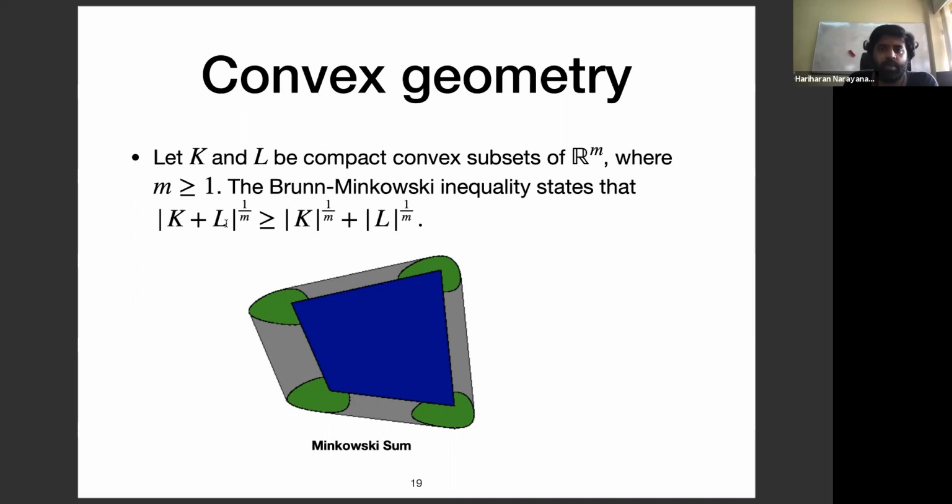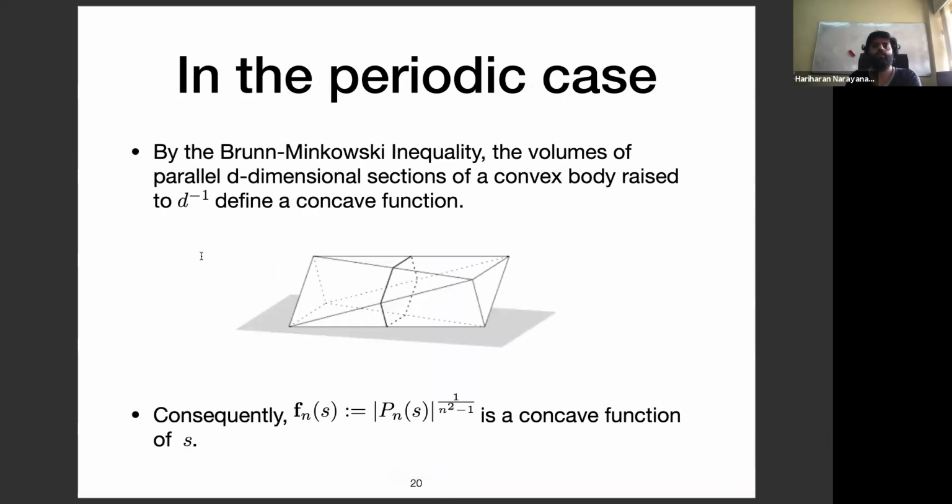And the Brunn-Minkowski inequality states that the volume of K plus L to the 1 by n is greater or equal to volume of K to the 1 by n plus volume of L to the 1 by n. So this is what the Brunn-Minkowski inequality states. In the periodic case, by the Brunn-Minkowski inequality, the volumes of these parallel d-dimensional sections of a convex body raised to d inverse define a concave function. So for example, here the two convex bodies are this triangle on the left and this triangle on the right. And we have some convex body, not necessarily the convex hull of these two, that contains these two triangles.